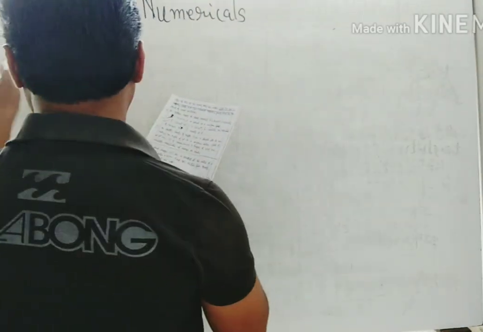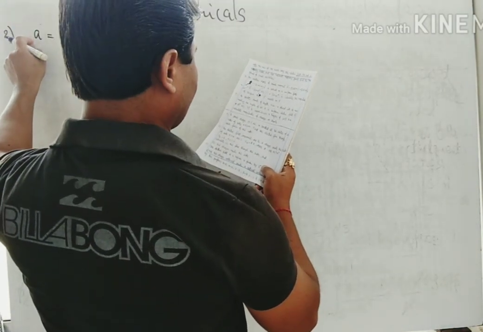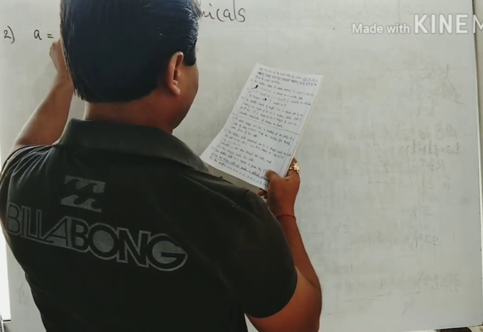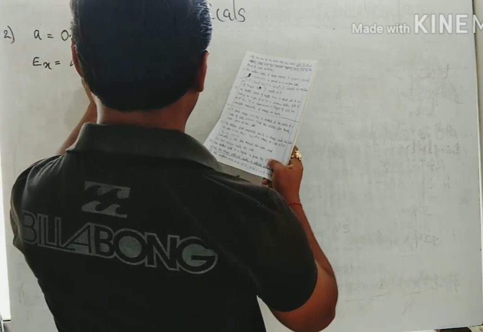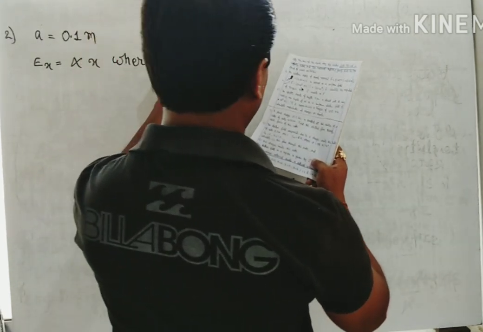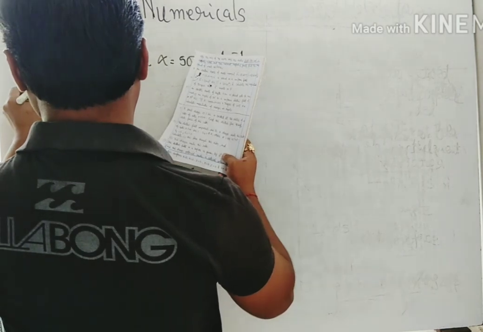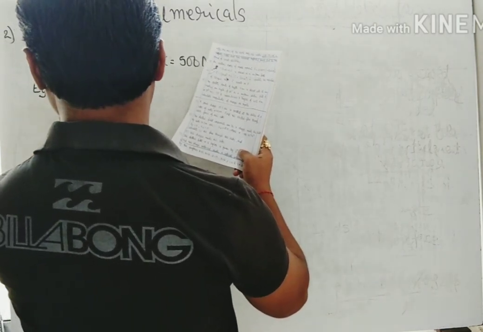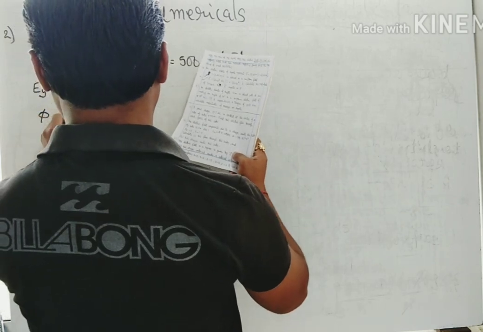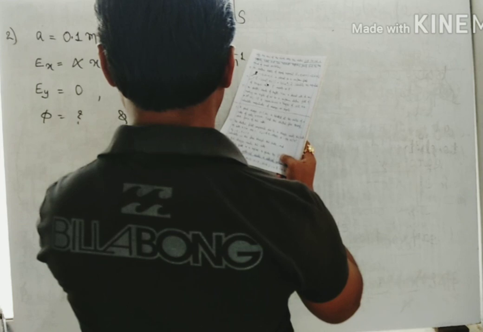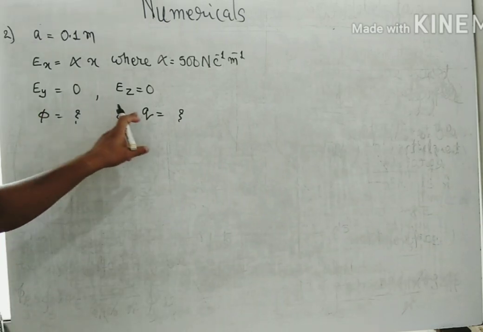So first we need to calculate the flux through the cube and the charge enclosed within the cube. So let me write the given information here. For the second question, we have a cube of side 0.1 meter, and the electric field along the x-axis is given to be alpha into x, where alpha has the value 500 newton per coulomb per meter. Along the y-axis the electric field has 0 component, along the z-axis the electric field has 0 component, and we need to calculate the total flux through the cube as well as the charge enclosed within the cube. For the first part we need to calculate flux, and for the second, the charge enclosed.